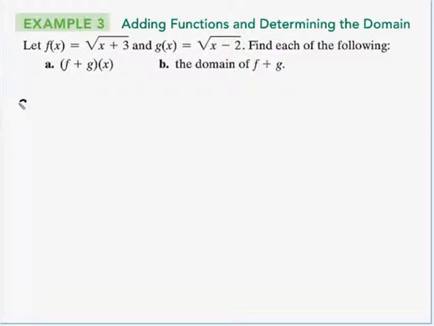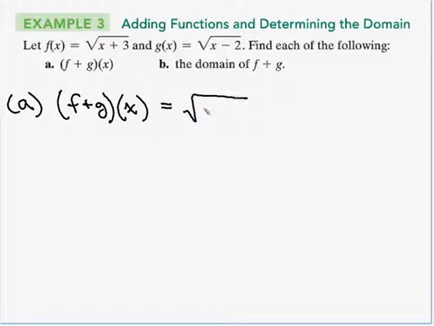First is the easy part, f plus g of x. And that's just f of x plus g of x. So I take my f of x function, radical x plus 3, and I add to that my g of x function, radical x minus 2. And now for part B, they want the domain of that function.